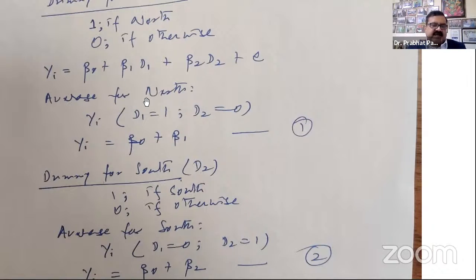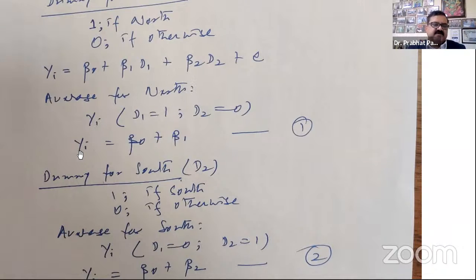So if you have to calculate the average for the north, we have the expected value of Y when dummy 1 is equal to 1, because we are talking about north. D1 represents north. So if dummy 1 is 1 and dummy 2 is 0, that means we are not talking about south. We are just talking about north. So in this equation, we take the assumption that D1 is equal to 1 and D2 is equal to 0, because we are talking about the north.